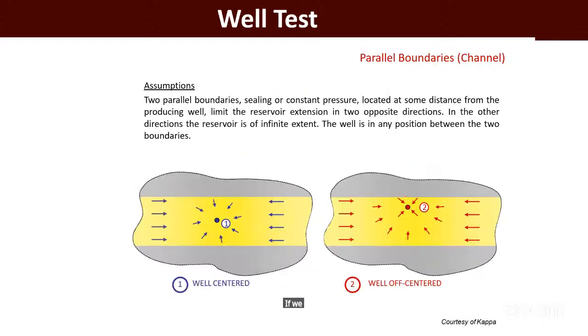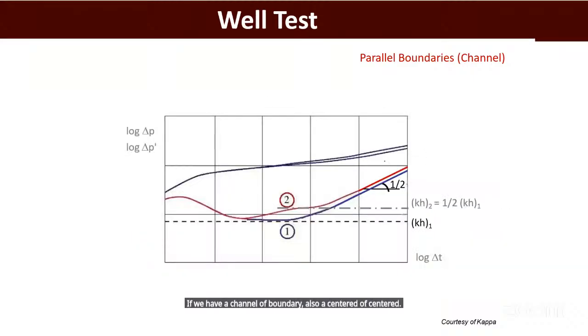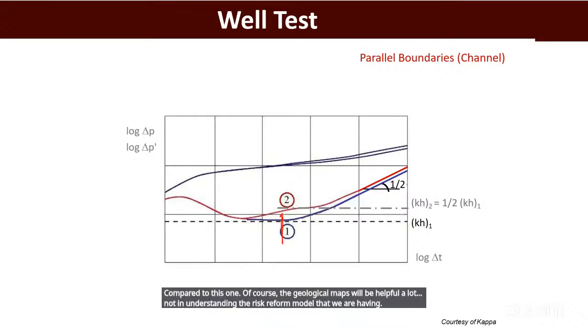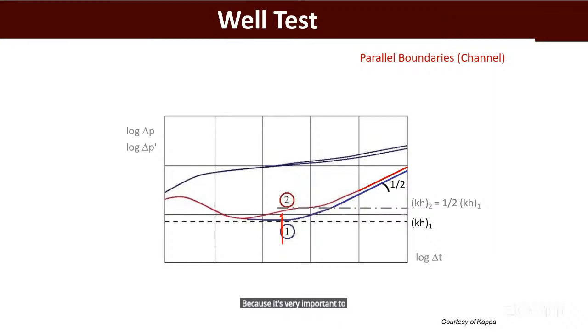If we have a channel boundary, also centered or off-centered, it can be characterized in both of them with a slope of a half at the late boundary. And if the well is off-centered, we can see this hump compared to this one. Of course, the geological maps will be very helpful in understanding the reservoir model, because it's very important to understand the reservoir, not only to fit a mathematical model that can fit any data.